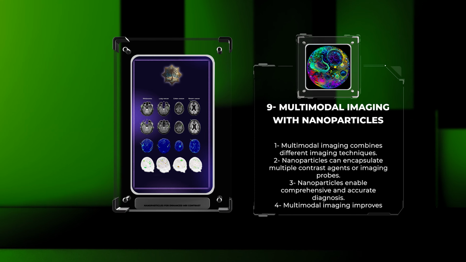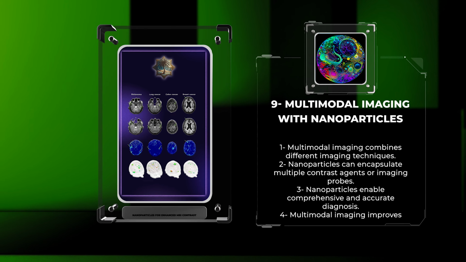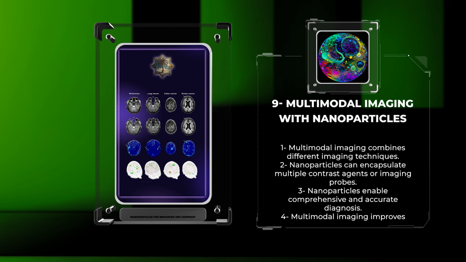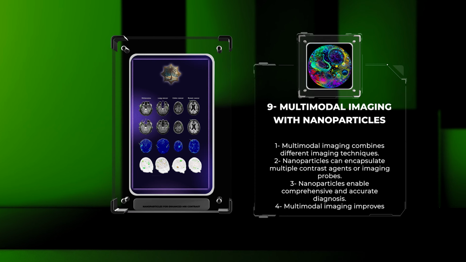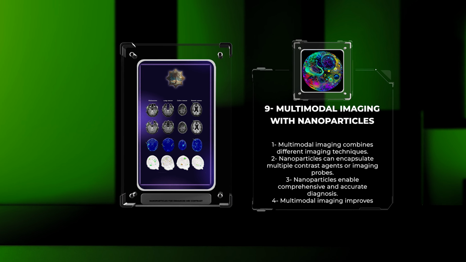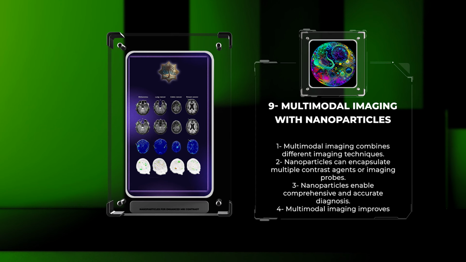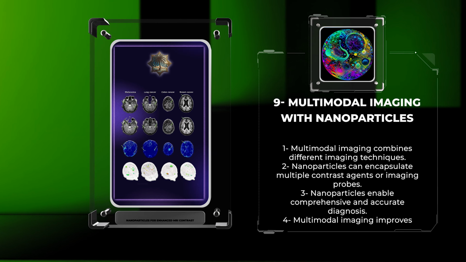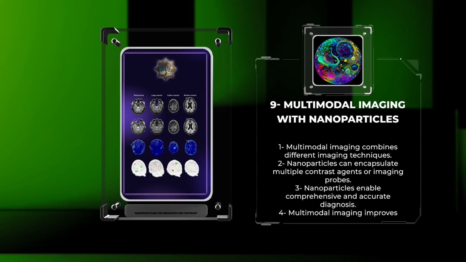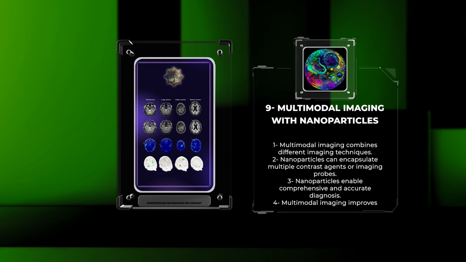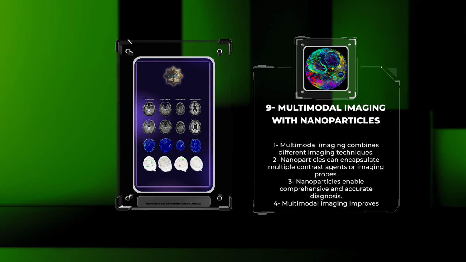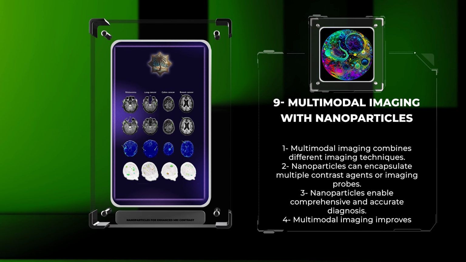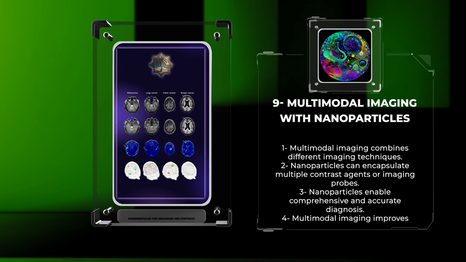By combining MRI with other imaging techniques, such as positron emission tomography, PET, single photon emission computed tomography, SPECT, or optical imaging, a multidimensional view of the target tissue can be obtained. Nanoparticles serve as versatile platforms for multimodal imaging due to their ability to encapsulate multiple contrast agents or imaging probes. For instance, an MRI contrast agent can be combined with a fluorescent dye for optical imaging or a radioactive tracer for nuclear imaging. In this section, we will explore the concept of multimodal imaging and discuss how nanoparticles can facilitate its implementation, enabling comprehensive and accurate diagnosis.